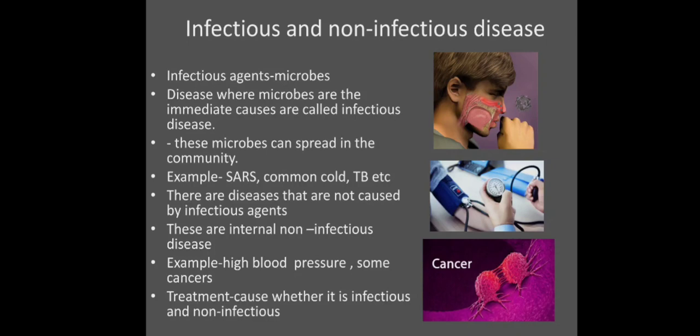The ways in which diseases spread, and the ways in which they can be treated and prevented at the community level, would be different for different diseases. Different diseases have different modes of prevention and control, and this depends a lot on whether the causes are infectious or non-infectious. So first we have to find out whether a disease is infectious or non-infectious, and depending on that, the control measures would be taken. Thank you.